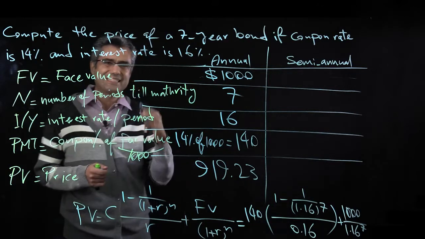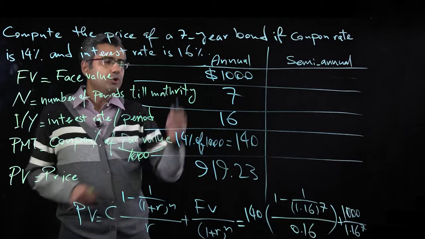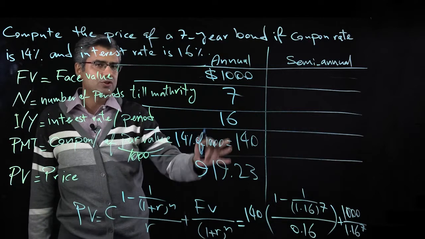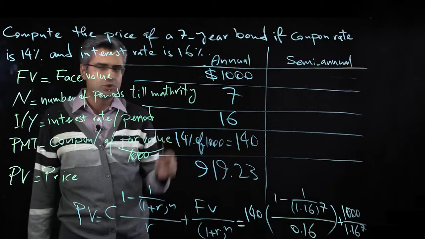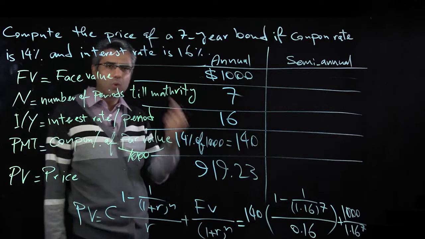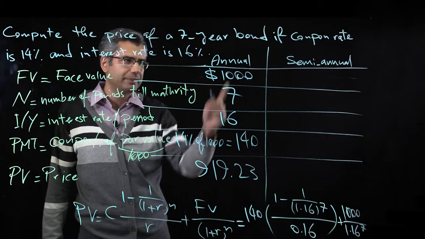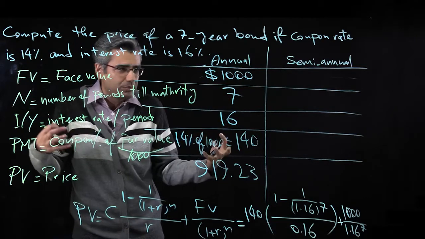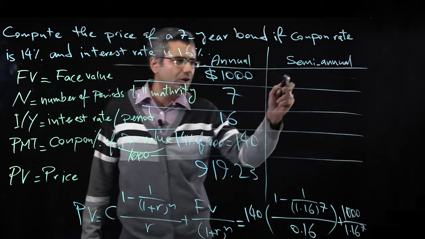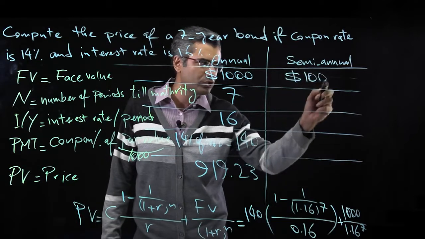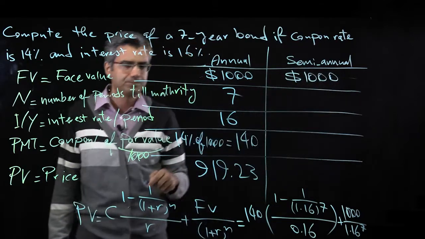So the period is 6 months. So you need to adjust all this based on the semi-annual assumption. Face value is just one payment. It happens at the end of the maturity, just one payment of 1,000. So it's independent from the periods. So $1,000 won't change for semi-annual. So just write 1,000. The same thing will be here.